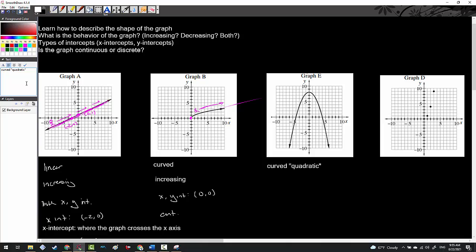Now, here is the kicker. This graph is unique among the other ones because this is that situation where it's actually doing both increasing and decreasing depending on where you are looking at the graph. Of course, it can't be increasing and decreasing at the same time, but depending on where you are in the graph, you could either be increasing or decreasing.